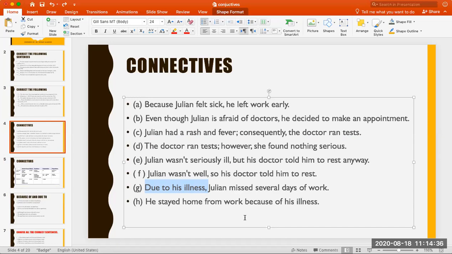He stayed home from work because of his illness. This is a common mistake. Students would say "because of he is ill." No, it should be "because he is ill" or "because of his illness."